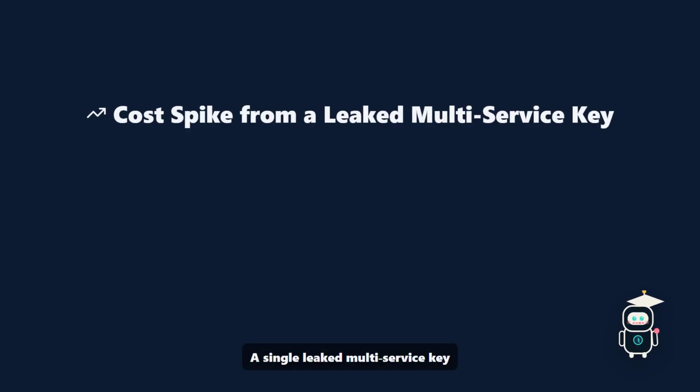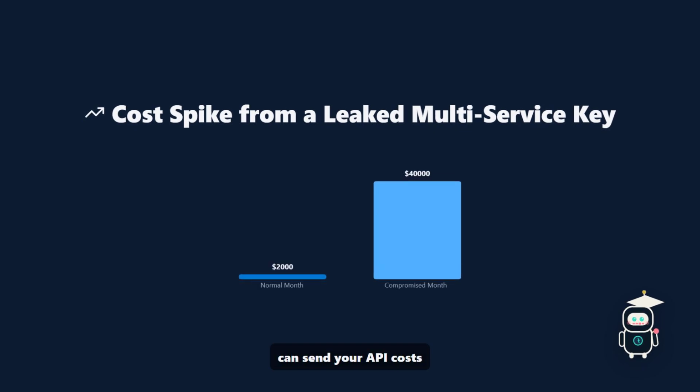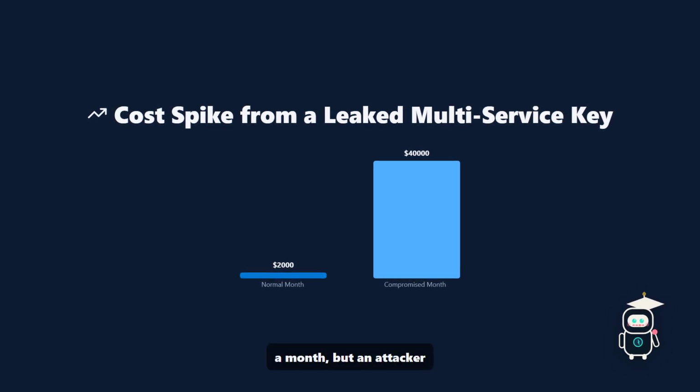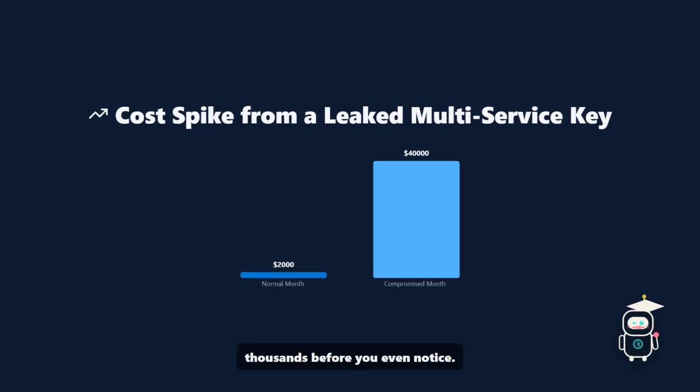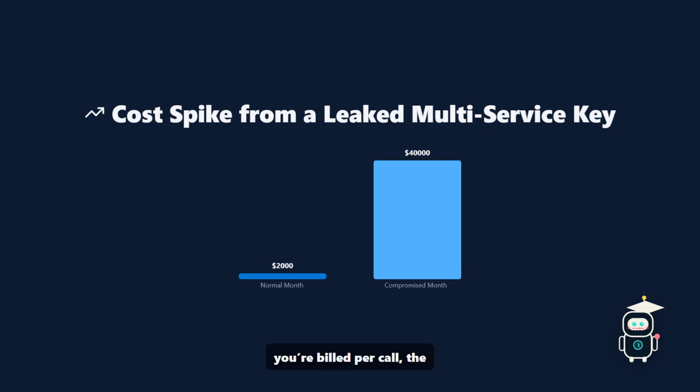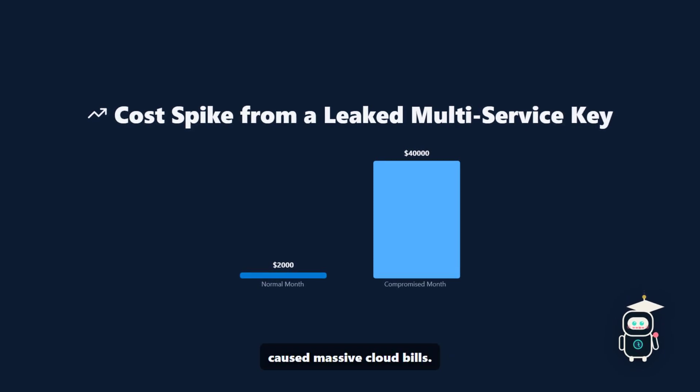A single leaked multi-service key can send your API costs through the roof. Baseline operations might cost a couple thousand a month, but an attacker with an unrotated key can drive costs to tens of thousands before you even notice. Because there's no expiration and you're billed per call, the damage multiplies fast. This isn't theoretical. Static credentials left exposed have caused massive cloud bills.